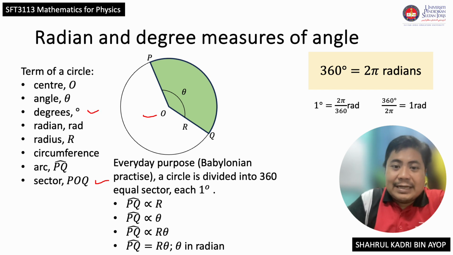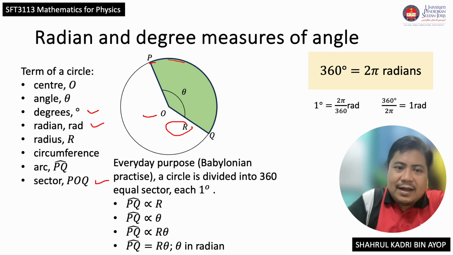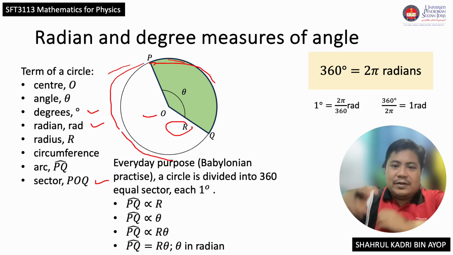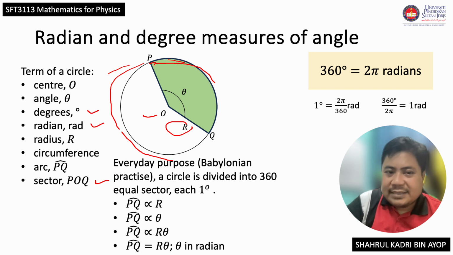And for the calculation, it is best if we can use radian measure instead of degree. So we have a radius. The circumference is any length along this arc PQ. So this is the arc of PQ. So the circumference is the length of the perimeter of the circle. Okay, so a circle, as I said before, can be divided into 360 equal sectors, each 1 degree.